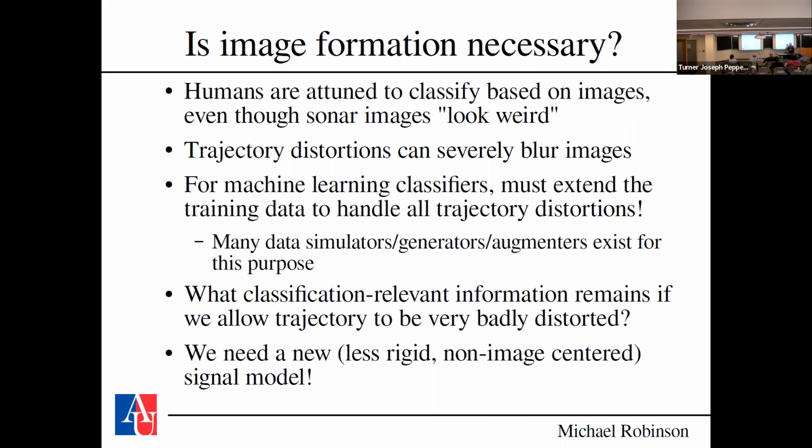Now, as I said, what I'm interested in is when there's a lot of distortion in the trajectory, it becomes harder to form the image. The images get blurred and distorted. If you want to train on that, train a classifier, say either a human or a machine learning classifier, you need to parameterize all these different possibilities, generate lots and lots of data that picks up each of these distortions.